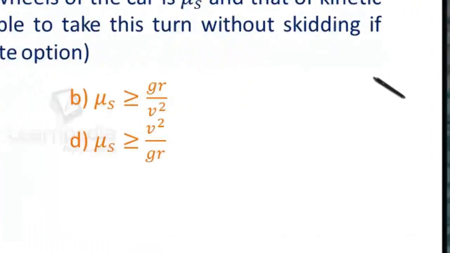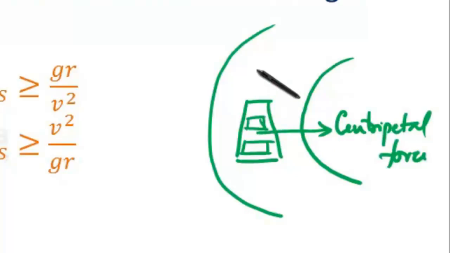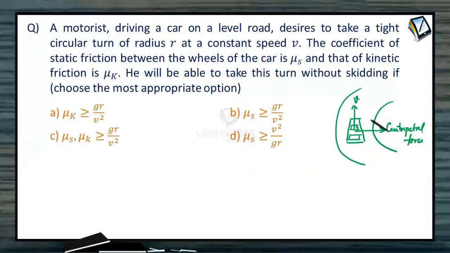So here let us consider this is the turn in which the car is going to move forward. At any instant the car is at this position. Here the force will be the centripetal force, which is the cause for rotation when it has a tangential speed v. For negotiating the turn, the force m v square by r, called the centripetal force, should be less than or equal to mu s m g, the static friction force limiting value.